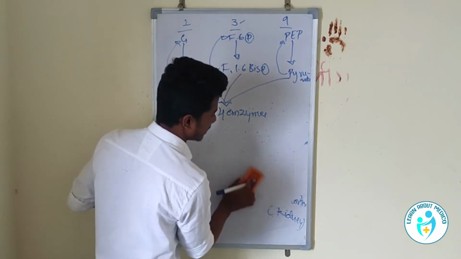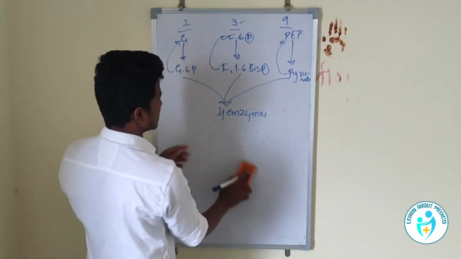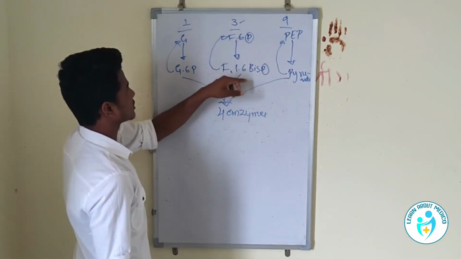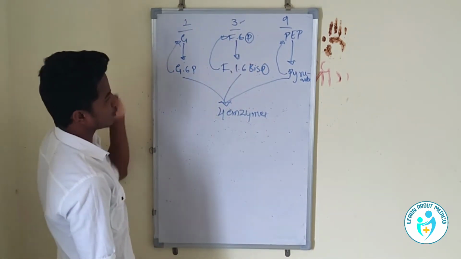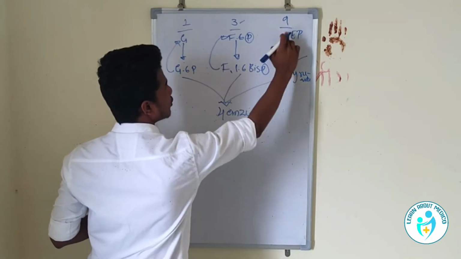After this, we move on to the three irreversible steps of glycolysis, which we have to reverse. That is pyruvate to PEP, fructose 1,6-bisphosphate to fructose 6-phosphate, and glucose 6-phosphate to glucose. First we discuss pyruvate to PEP.